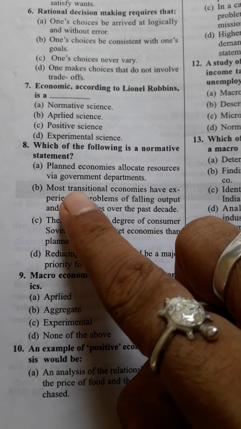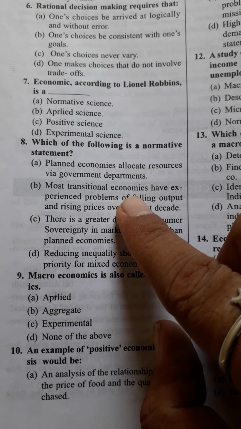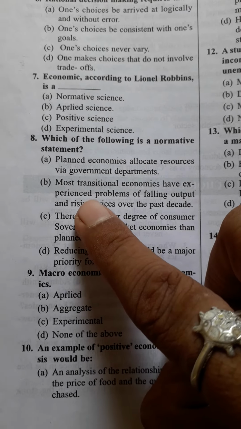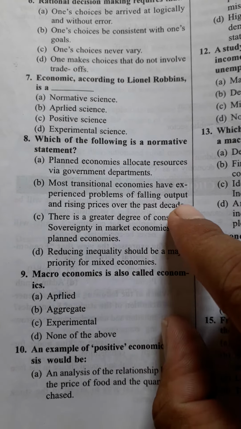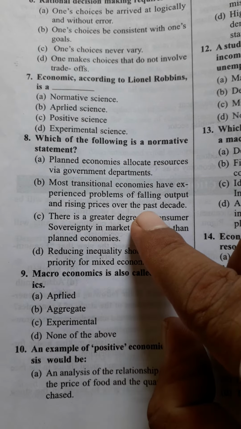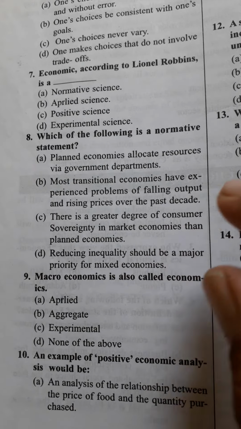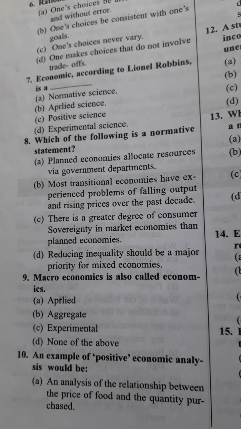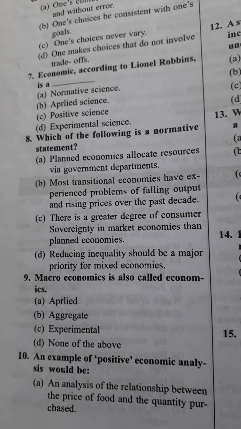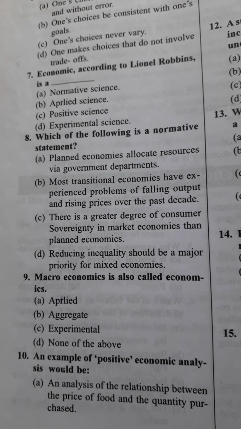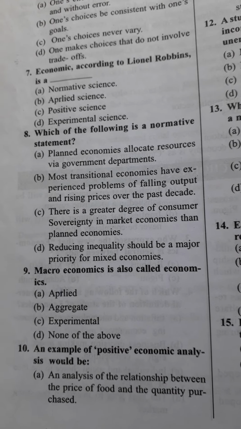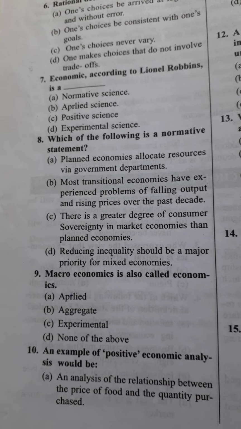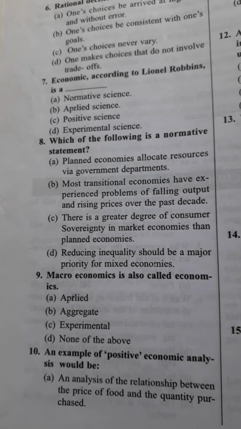Okay, go to option B. Most transitional economies have experienced problems of falling output and rising prices over the past decade. So it says again, most transitional economies have experienced the problem of falling output. Okay, that means output is reducing, and then prices are increasing, that means inflation prevails. That's right, and it also is a statement which states things as they are. Okay, so it cannot be a normative statement, it is a positive statement.